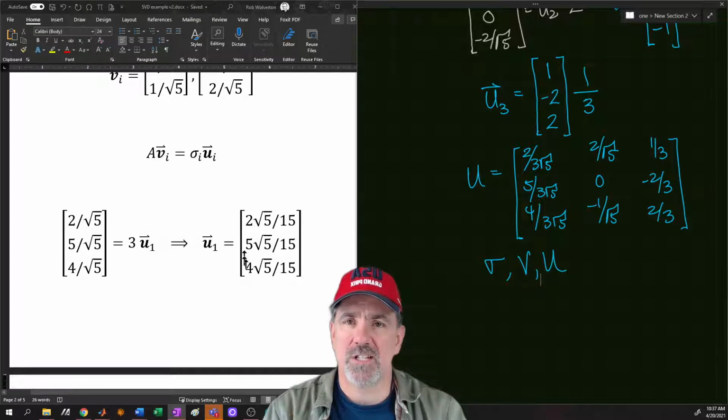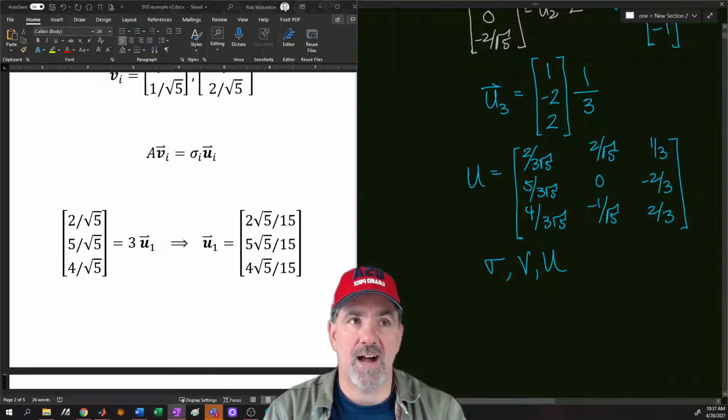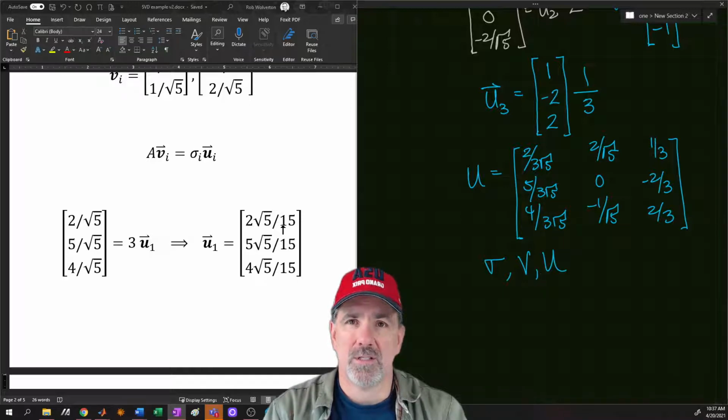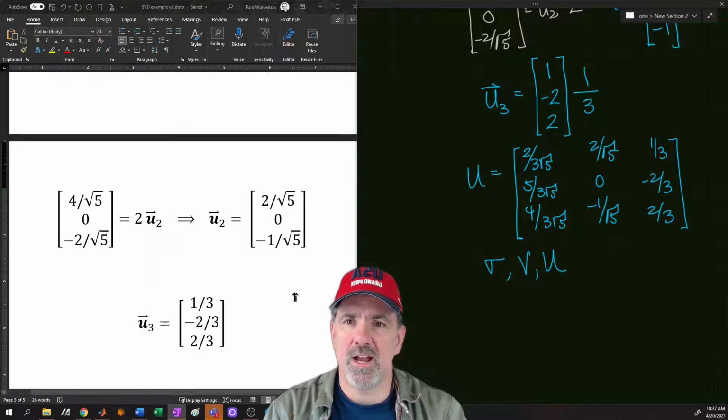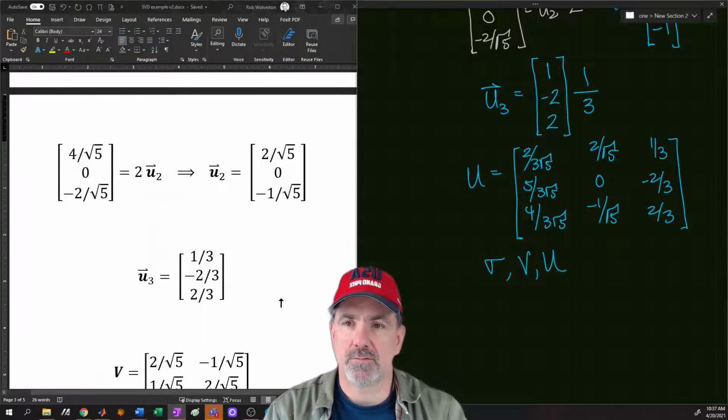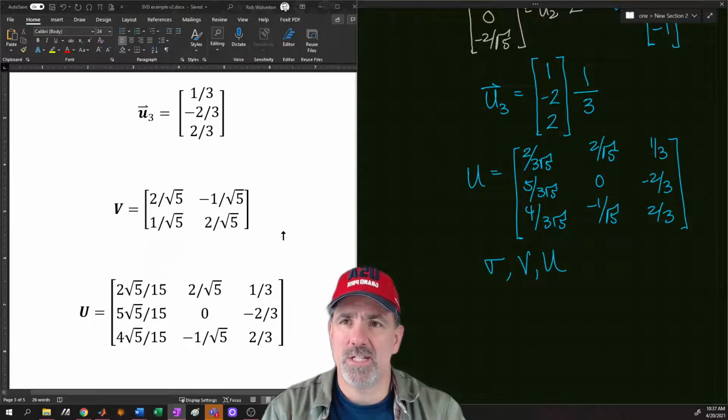So the first left singular vector, and you can see I wrote it a little bit differently. I moved the radical 5 up to the numerator, and then the second one is here, and then the third one we have, which is orthogonal to the first two. So I can build the two matrices, which is what I've just finished doing.